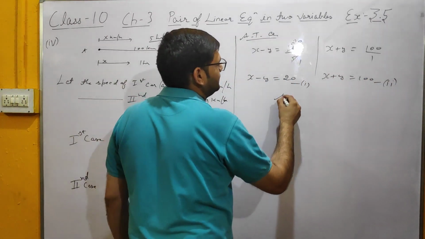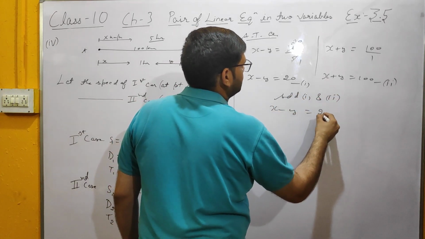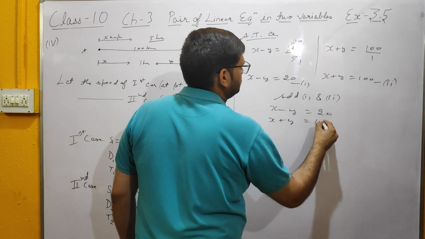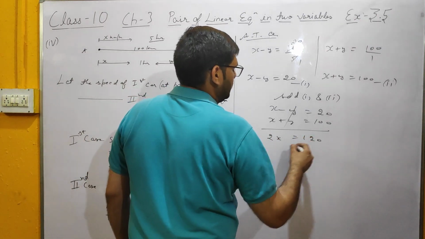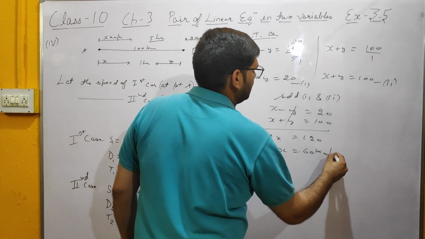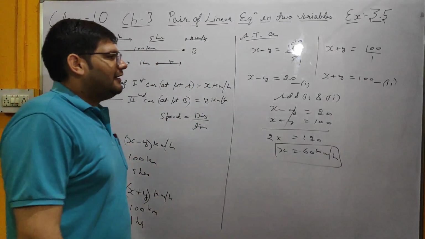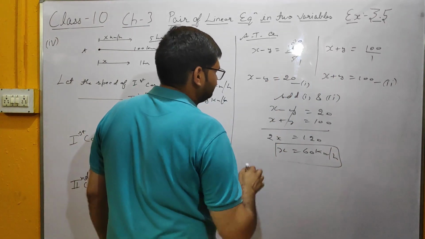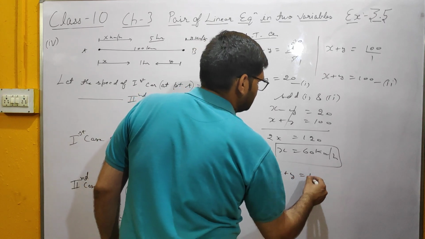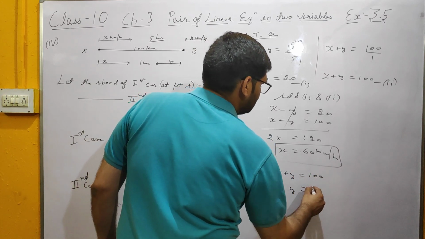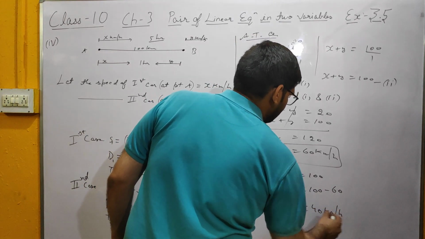So really very easy. Just add them. Add 1 and 2. So x minus y equals 20, and x plus y equals 100. After adding, the y terms will be cancelled. So 2x equals 120. x equals 60 kilometer per hour. So this will be the value of x. Now you can find out the value of y also, from this or from this equation. So x plus y equals 100, so y equals 100 minus 60. So y equals 40 kilometers per hour.